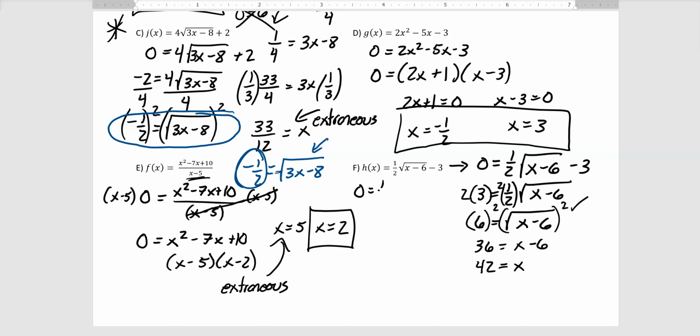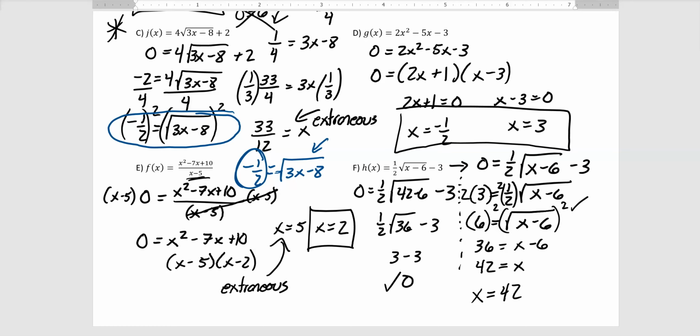When I do that, do I get a true statement when I plug it back in? 42 minus 6 minus 3. Remember, we got to check these, got to make sure that we are getting a real answer and that this isn't extraneous. 42 minus 6 is 36. So 1/2 the square root of 36 minus 3. The square root of 36 is 6. Half of 6 is 3. 3 minus 3 does in fact equal 0, it checks out.